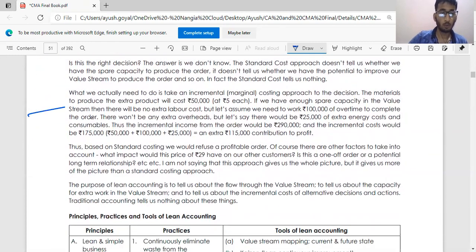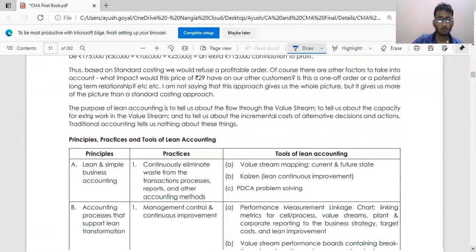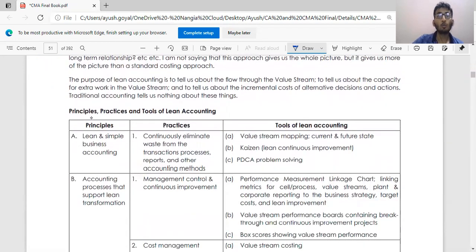So what modern day costing does, as I told you, is consider only the variable cost. If our order gives us more than the variable cost, we'll accept it. If it gives us less than the variable cost, we'll reject it. This is what modern costing is. Now, the principles, practices and tools of lean accounting.